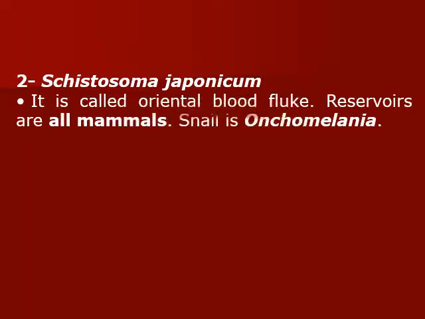Concerning Schistosoma japonicum, which is present in the Far East, but not in Japan. Japan has got rid of Schistosoma japonicum for many years. It is called the Oriental blood fluke. Reservoirs are all mammals which drink from water canals. The snail is Oncomelania.